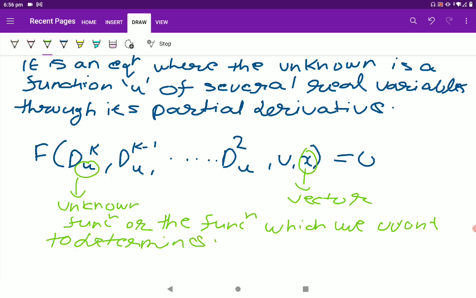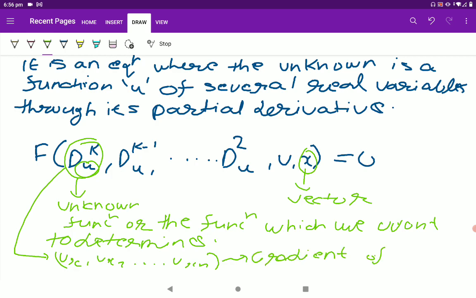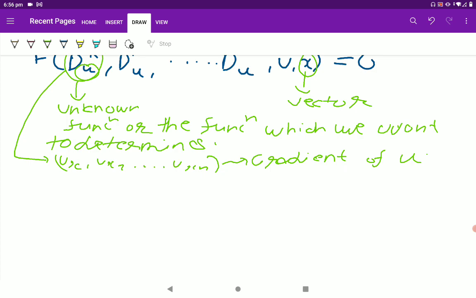And this whole term we can represent in the form u_x1, u_x2, ..., u_xn. So basically we can call it the gradient of u. We can write it like this: u_x1 as ∂u/∂x1, u_x2 as ∂u/∂x2, and u_xn as ∂u/∂xn.